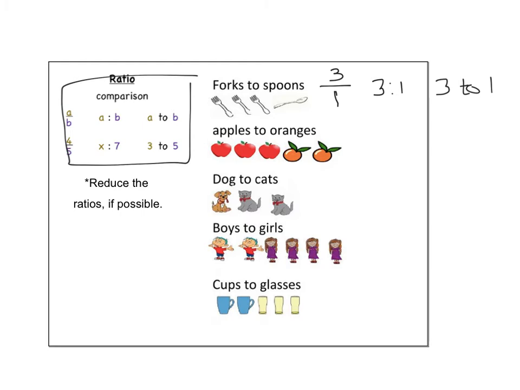All right, apples to oranges. So I see we have 3 apples to 2 oranges. So I can write that as 3/2, 3 with a semicolon 2, or 3 to 2. All right, next is dog to cats. So I have 1 dog and 2 cats. Now the order does matter here. If it said cats first, the number for cats would be the first number or the top number.